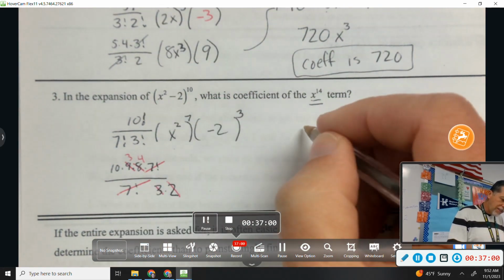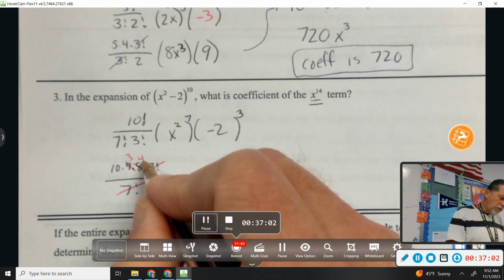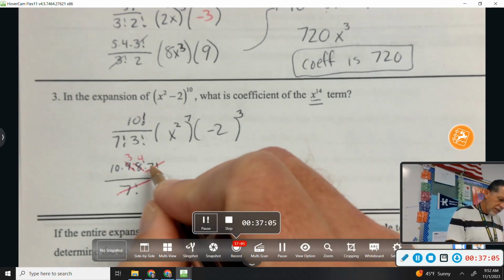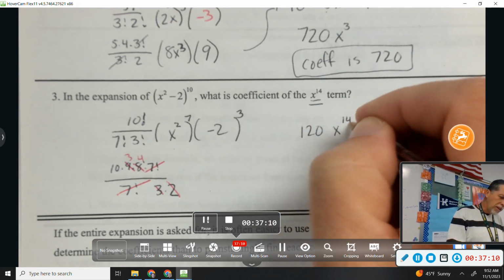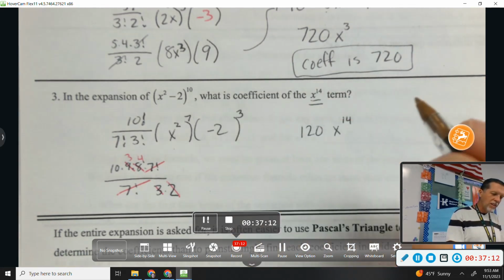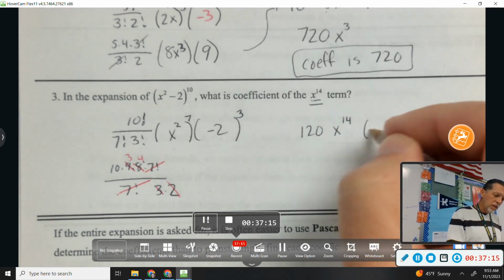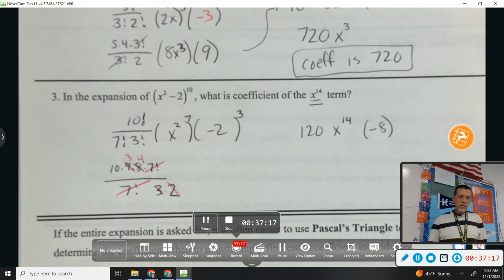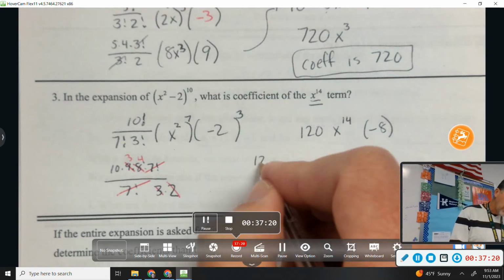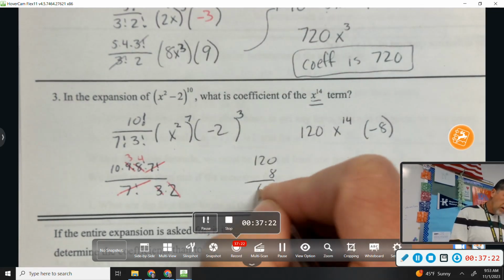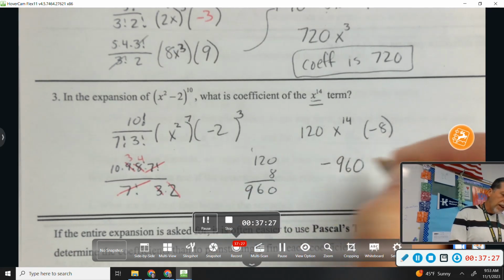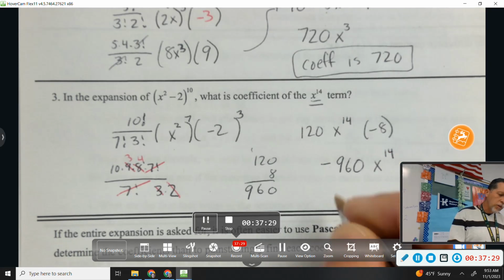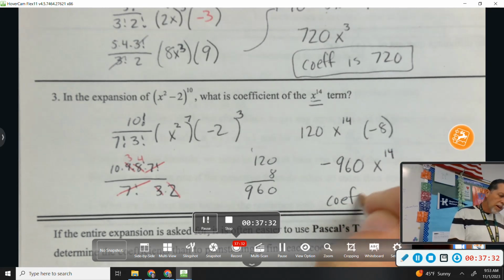So that's 3 times 4 is 12, times 10 is 120. But be careful, I'm not through yet because I still have negative 2 to the negative 2 cubed. Should be negative 8. So I need to do 120 times 8. 960. And don't forget the negative. So negative 960 x to the 14th is the term. The coefficient would be negative 960.